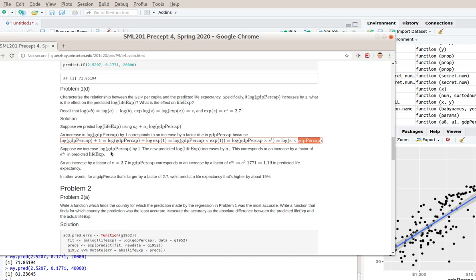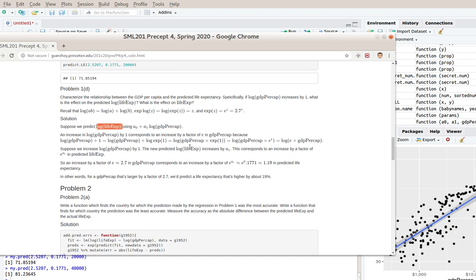So if we increase log of GDP per capita by 1, what does it mean for log life expectancy? You used to have this, and then you have A0 plus A1 times log GDP per capita plus 1. So the plus 1 multiplies A1, right? If this grows by 1, then the predicted value grows by A1, because it's like A1 times log GDP per capita plus 1.